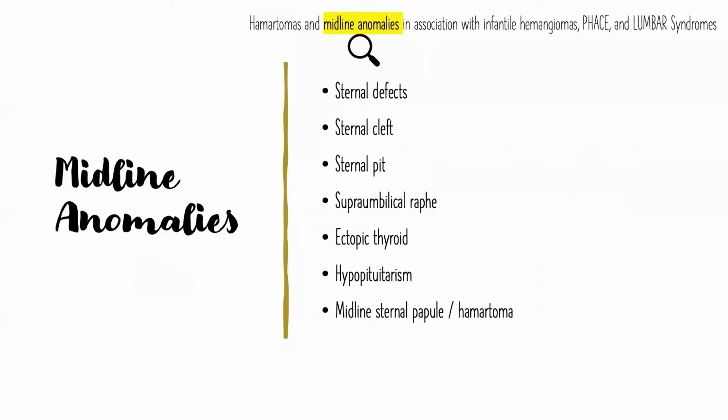Next, I want to define the phrase midline anomalies and give a few examples of these. Midline anomalies are abnormal findings that affect the midline of the body and include sternal defects, sternal clefts, sternal pits, supraumbilical raphes, these can look like scars that extend upward from the belly button, ectopic thyroids, ectopic meaning in an abnormal location, hypopituitarism, and midline sternal papules or hamartomas.